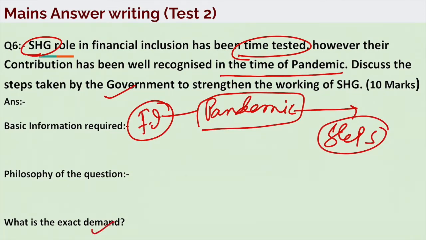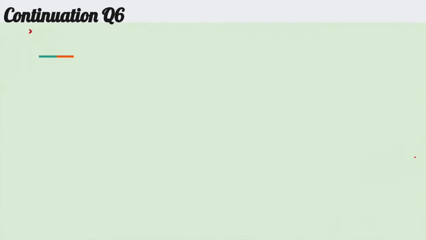And then you will have to talk about what are the steps taken by the government. Here, while discussing, you will understand how I demarcate the steps taken by the government whenever I am writing any point under the steps of the government. Understood? So now the philosophy of the question is that you must understand what has been the idea behind the formation of SHG, because the philosophy of the question will help you in writing the introduction of such kind of question which is very much open-ended.